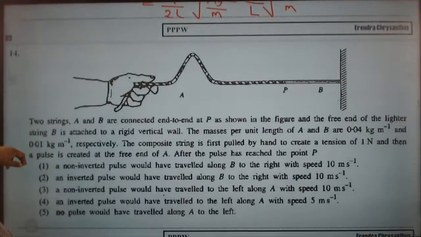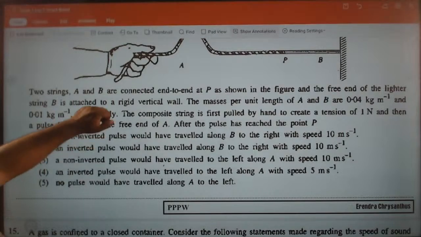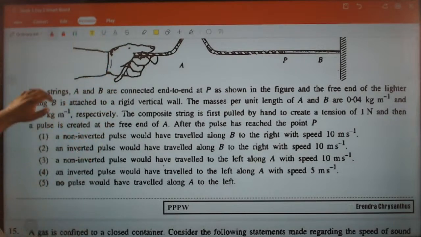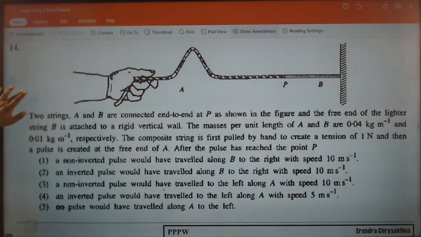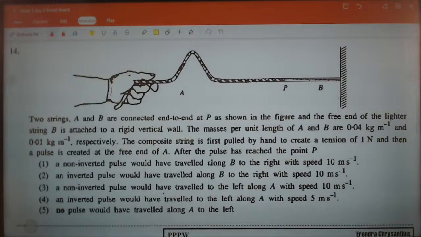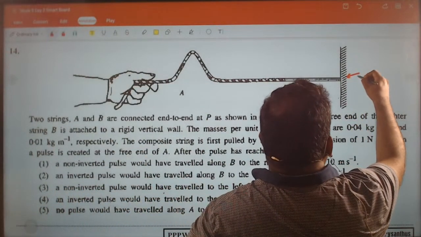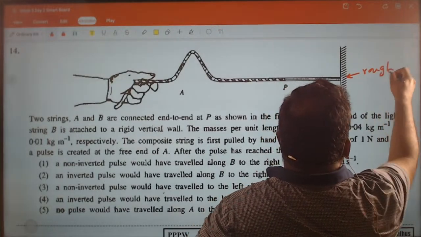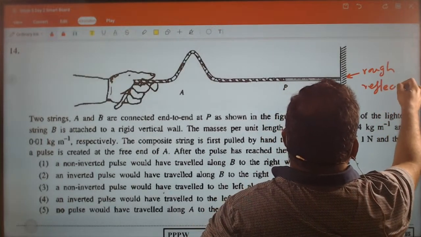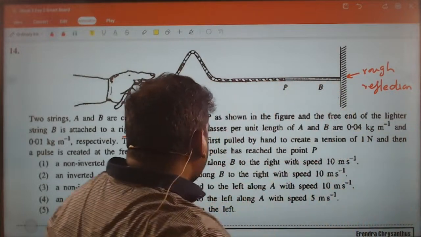Question number 14. Two strings A and B are connected end to end. And the free end of the lighter string B is attached to a rigid ball. A rigid ball means expect a rough reflection to take place. Rigid vertical ball.